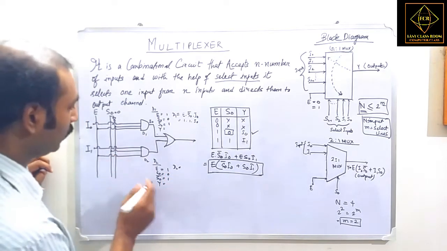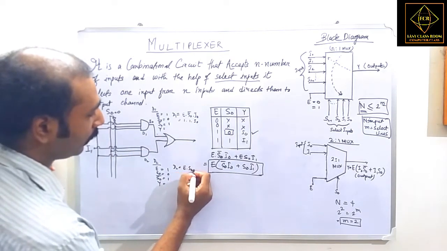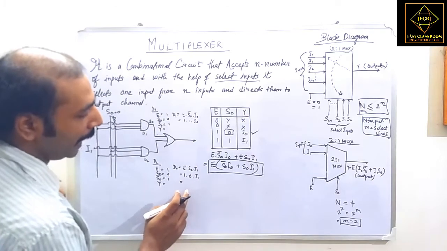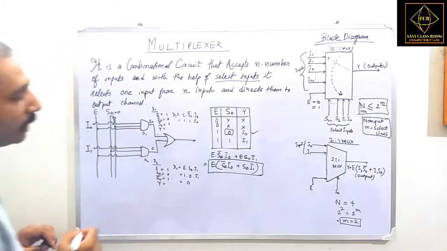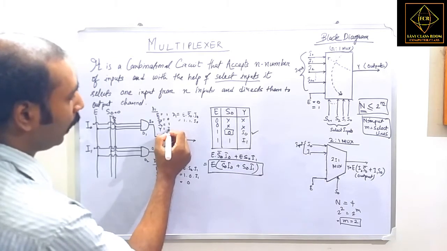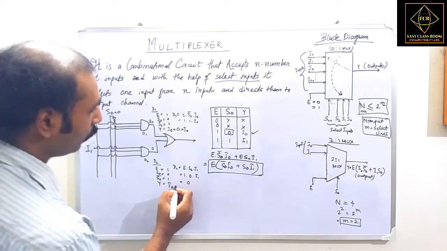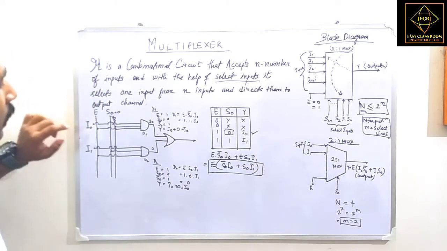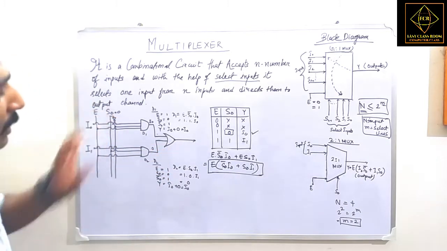And for D2, what will happen? Since here S0 is connected to this circuit, we are left with 1, 0, and I1. Whatever we AND with 0 will produce 0, so this AND gate will produce 0. So the final output would be I0 plus 0 equals I0. Here also, I0 plus 0 equals I0. So we see this I0 will be passed over this output circuit if S0 is 0.